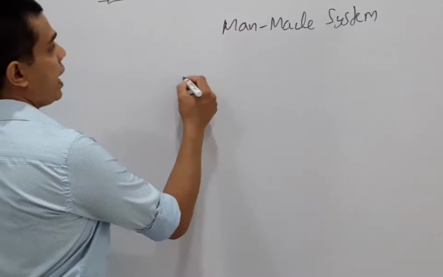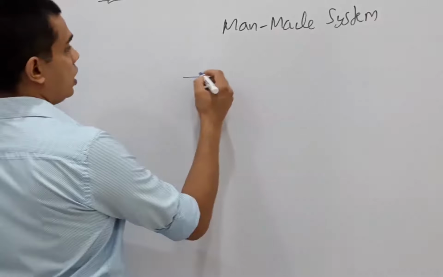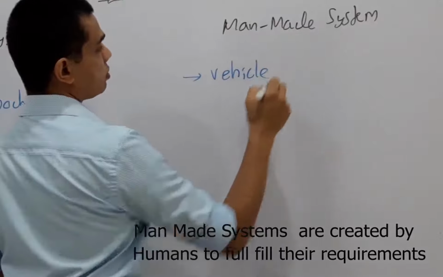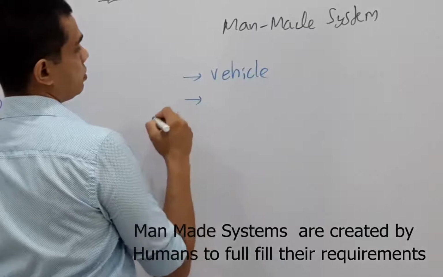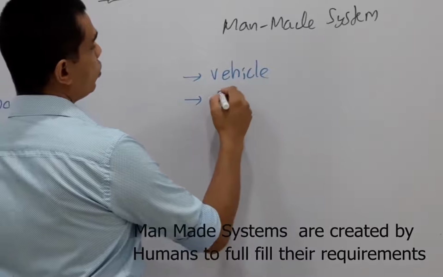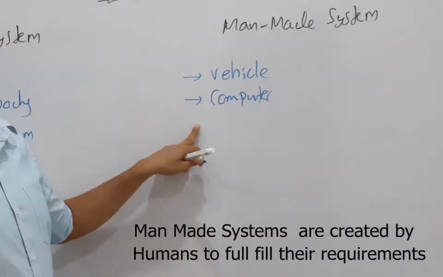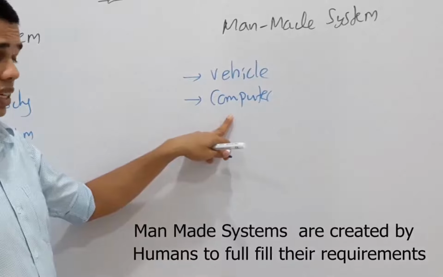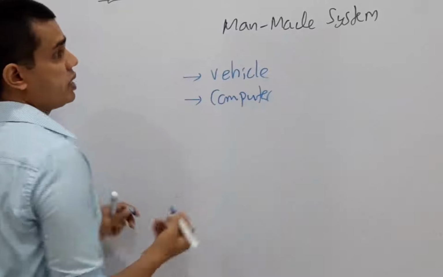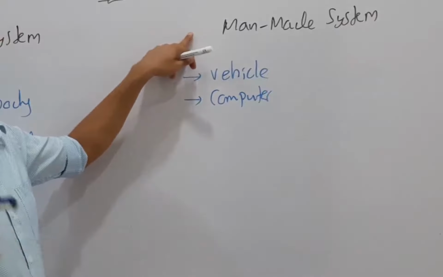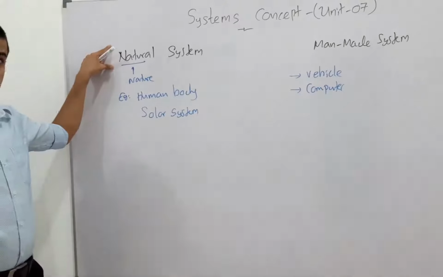Similarly, man-made systems means they are made by humans. As we said earlier, a vehicle is a system, but it is not naturally made, we have to make it. As well as if you go for the computer, it is not naturally made, we make it. And the computer is also a system which has hardware and software, they are connected, and it has goals. So these are man-made systems. So that's the idea. Man-made systems are made by humans, artificially, and natural systems are made automatically by nature itself.